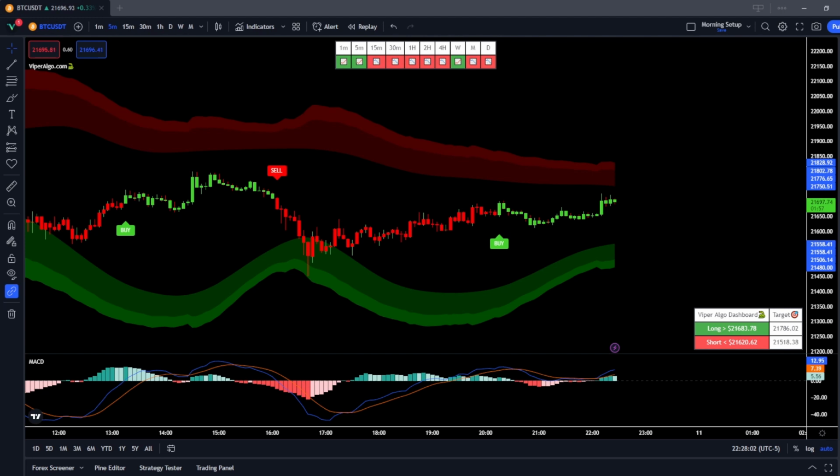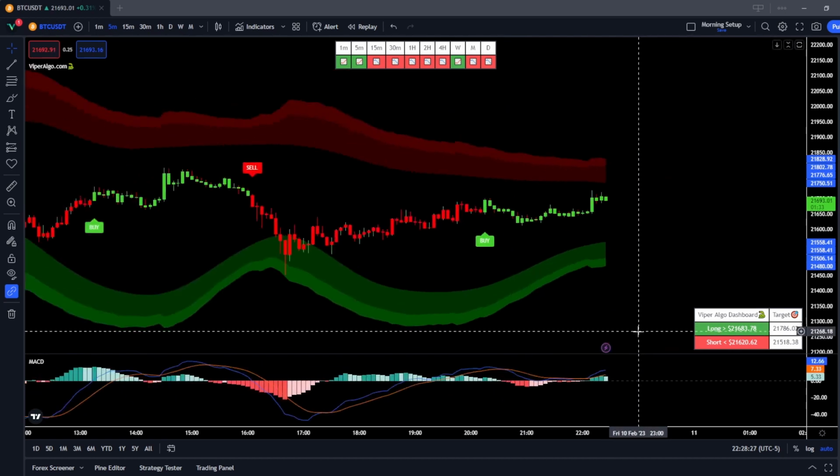So you might be wondering, what is the MACD? Well, the MACD, or Moving Average Convergence Divergence, is a popular technical indicator used by traders to identify changes in momentum and trend direction. It is based on the difference between two moving averages and is plotted as a histogram with a signal line that oscillates above and below the zero line. So you might be wondering, how do you use the MACD when trading?